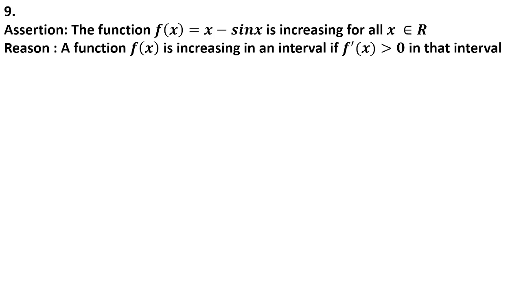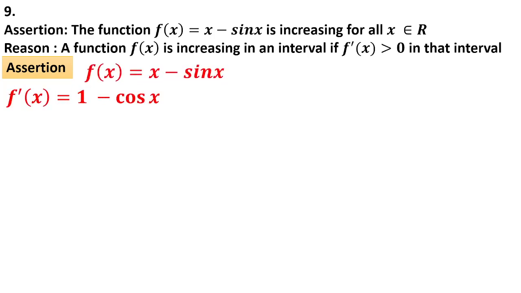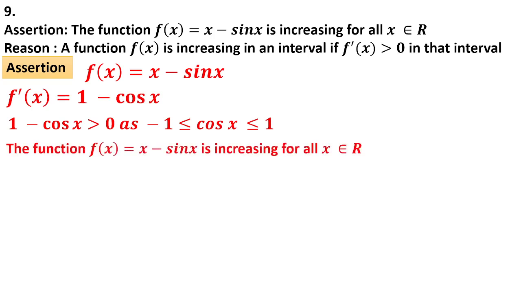Let us move on to the questions from assertion and reasoning. Assertion is to be checked. Reason is to be also checked. We have to check whether the assertion is true or false. It is given that the function x minus sin x is increasing. Let us check. Let us find f dash of x: 1 minus cos x. 1 minus cos x is greater than or equal to 0 as minus 1 is less than or equal to cos x less than or equal to 1. Therefore, it is an increasing function for all x belongs to R.